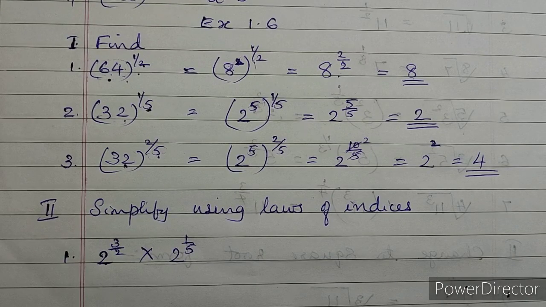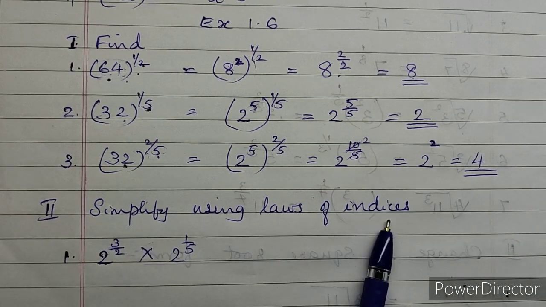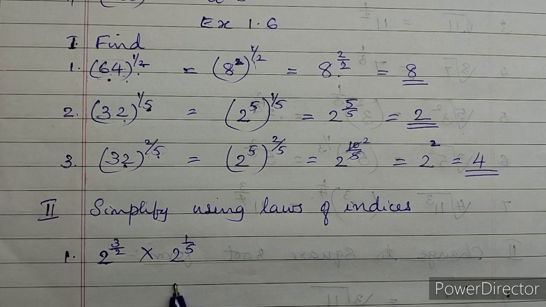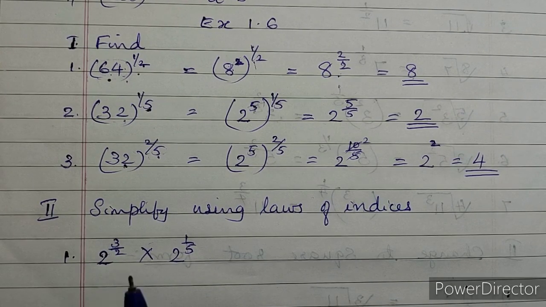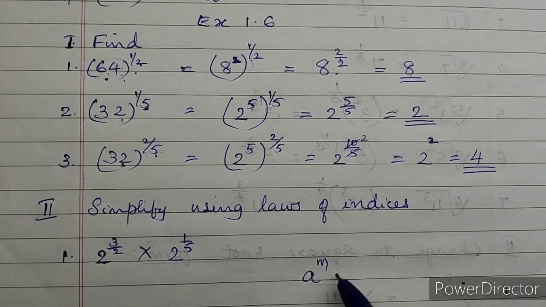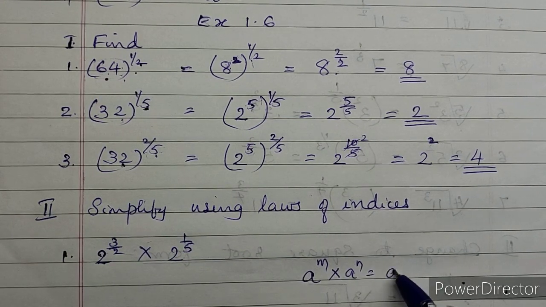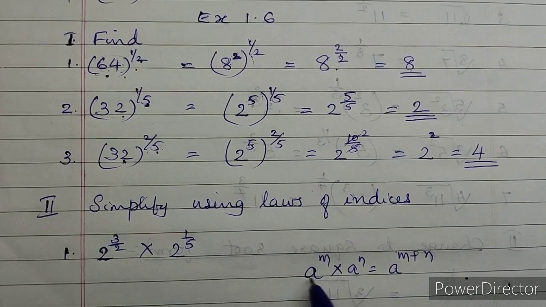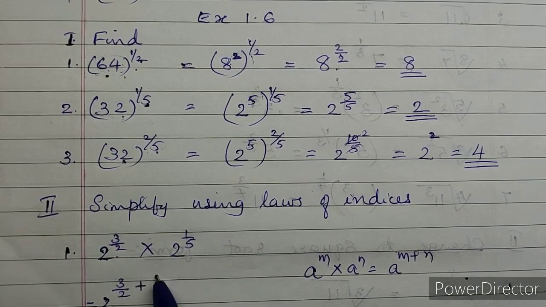Second main is simplify using laws of indices. 2 to the power of 3 by 2 into 2 to the power of 1 by 5. Which law will you use? You can use the first law only. A to the power of m into a to the power of n is equal to a to the power of m plus n. How will you write using this one? 2 to the power of 3 by 2 into 2 to the power of 1 by 5 is equal to 2 to the power of 3 by 2 plus 1 by 5.